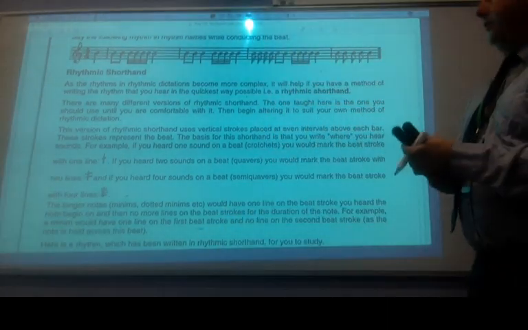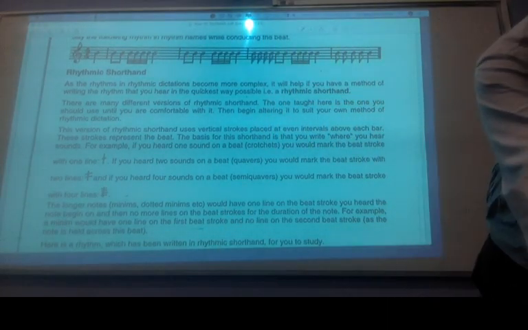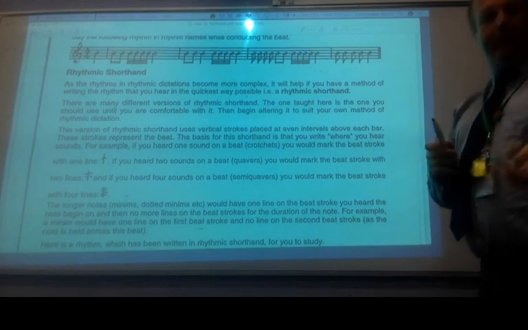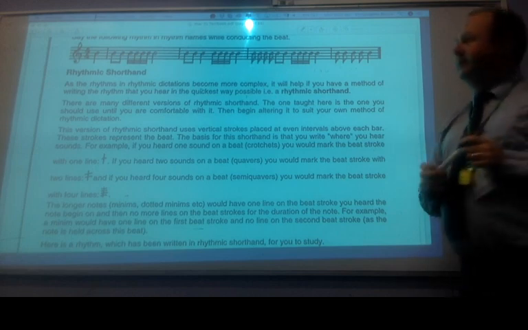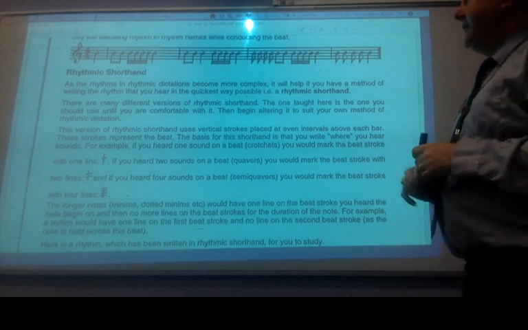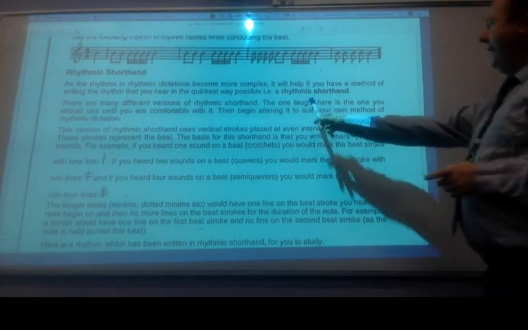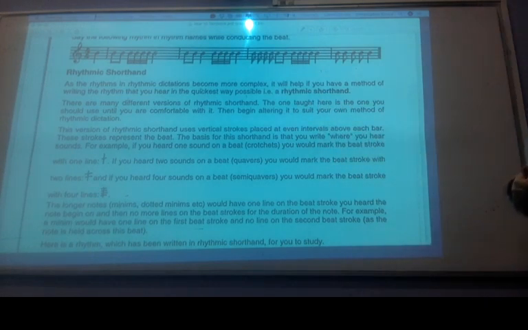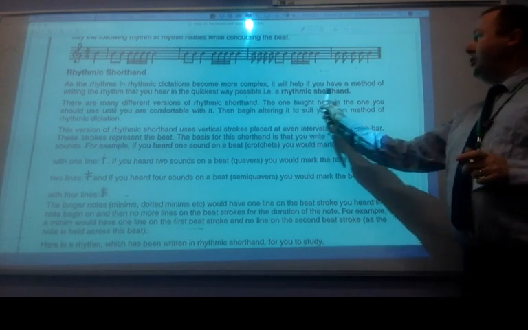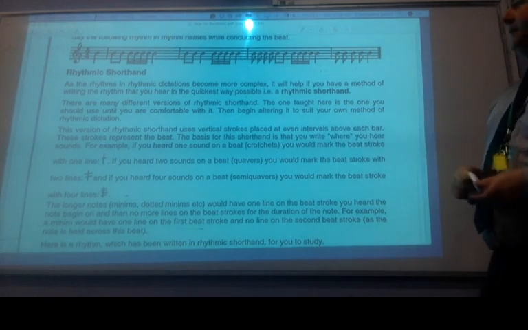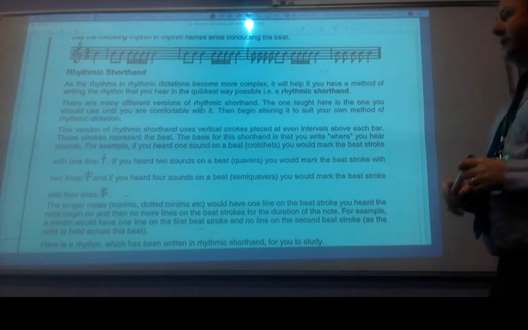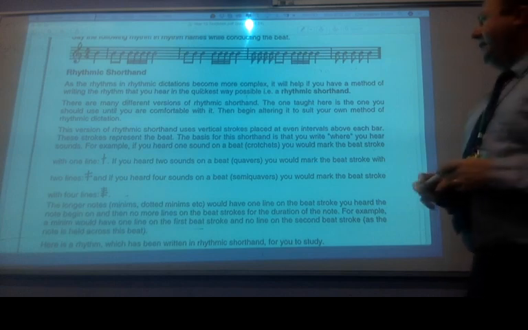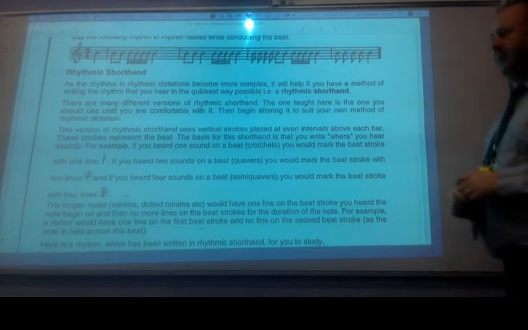So I am, for the purposes of today, just going to read from the textbook so that everyone following on from home can read and follow with us. So, rhythmic shorthand. As the rhythms in rhythmic dictations become more complex, it will help if you have a method of writing the rhythm that you hear in the quickest way possible, i.e. a rhythmic shorthand. There are many different versions of rhythmic shorthand. The one taught here is the one you should use until you are comfortable with it. Then begin altering it to suit your own method of rhythmic dictation.